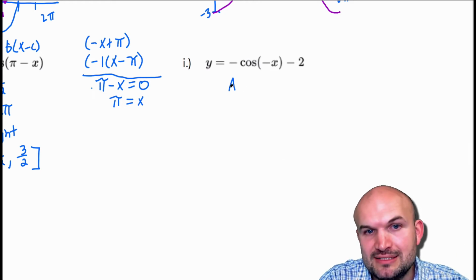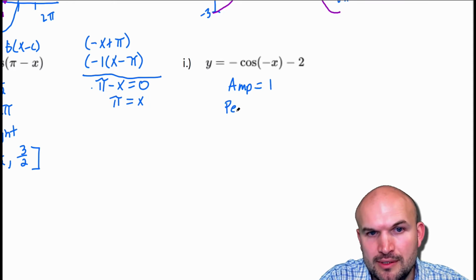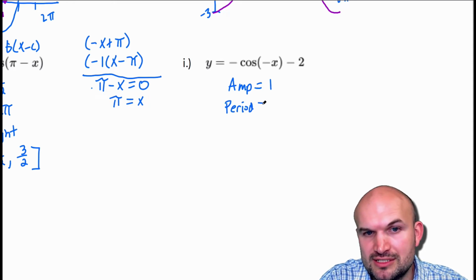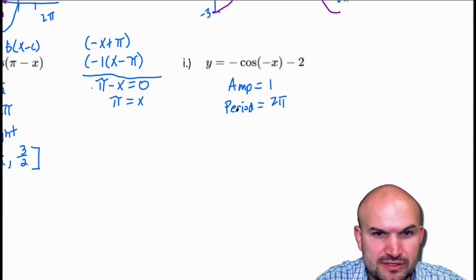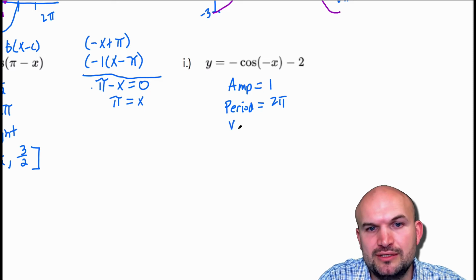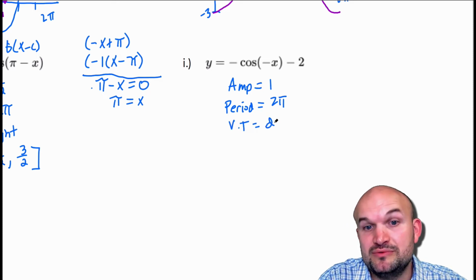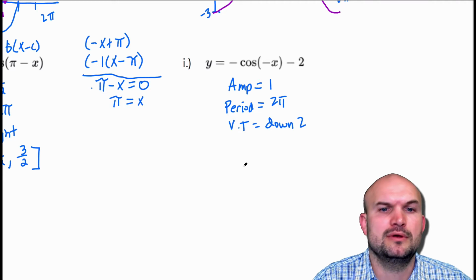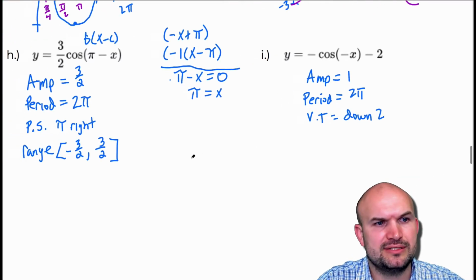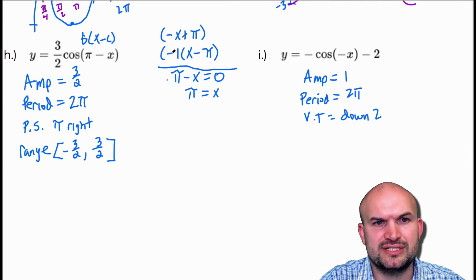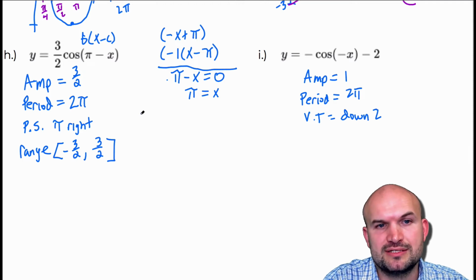The nice thing is my amplitude is going to be easy to calculate, which is just 1. My period, again, b is 1, so that's going to be easy to calculate. That's 2 pi. I do not have a phase shift, so I'm not going to worry about it. My vertical translation is going to be equal to down 2. Oops, I forgot to write in my reflection here. You can see that there's a reflection about the y-axis, so let's write that in there.